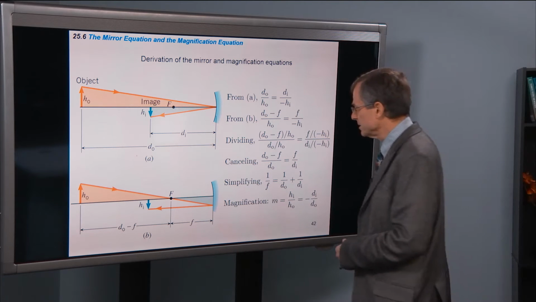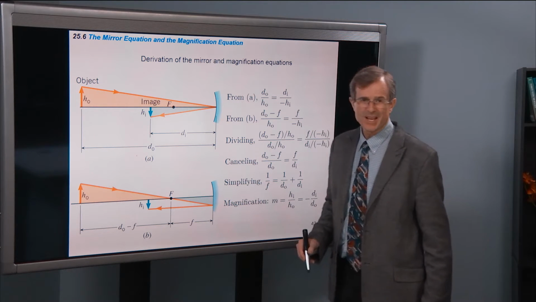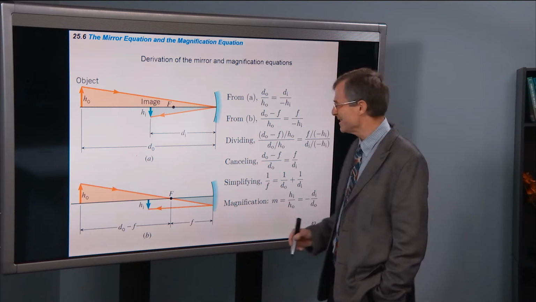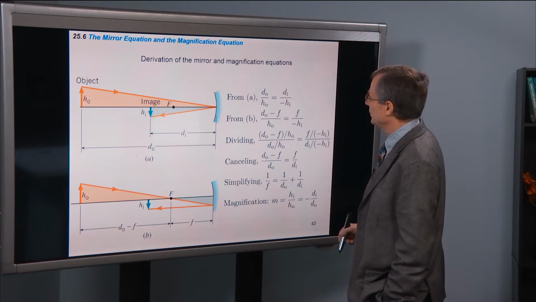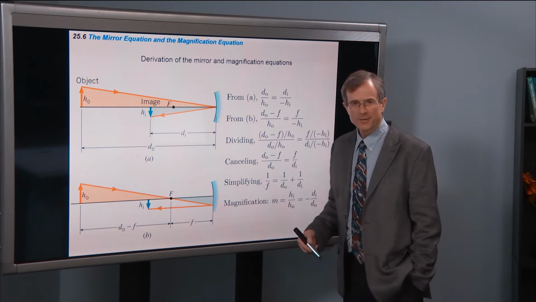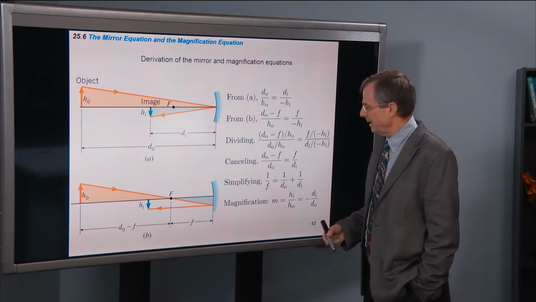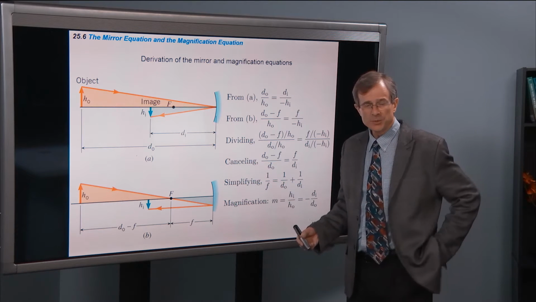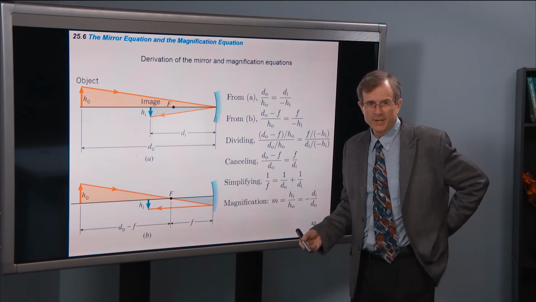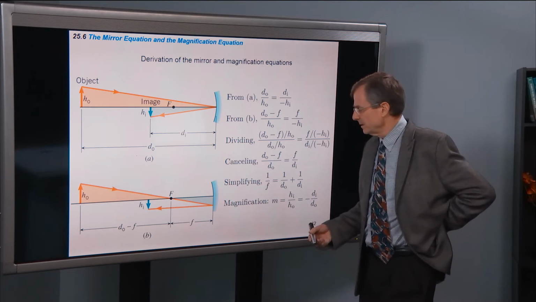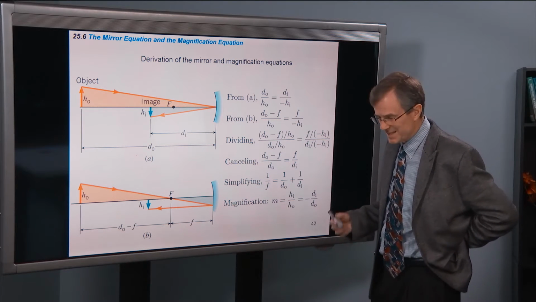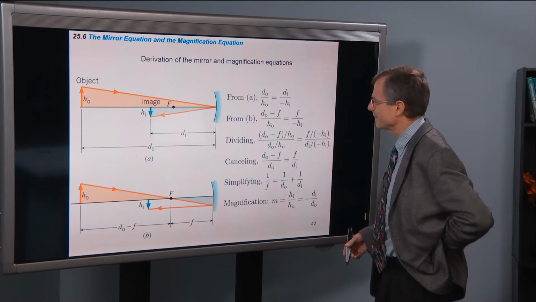Okay, here is a derivation. I'm just going to sketch the derivation to show you that there really is a mathematical basis behind this. We're going to derive the mirror and the magnification equations, but I'm not going to expect you to know the derivation, but I think each of you should be able to follow the derivation so that you can see that there's actually a real sound basis behind these equations.